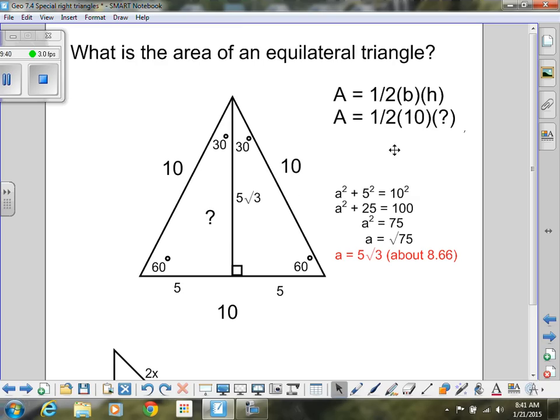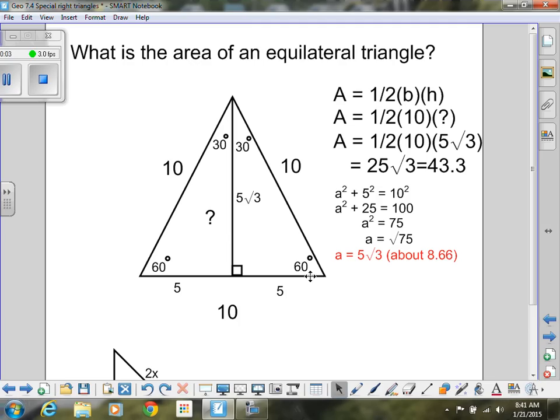So if I'm doing that in my area formula, I can now fill in that my height is just 5 times the square root of 3, which if I multiply all of those together, that gives me 25 times the square root of 3. That's what the yellow calculator would give me. Or if I did it as a decimal, it would be 43.3. All right, so great. We found the area of the triangle.